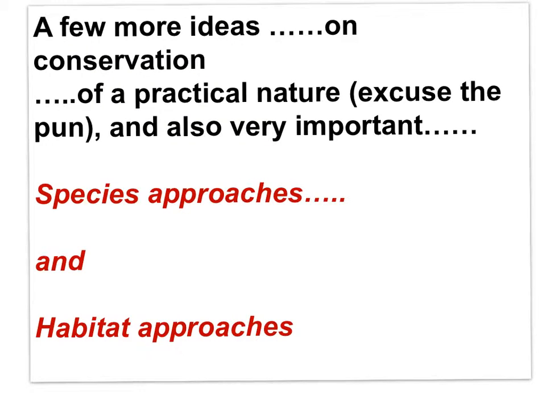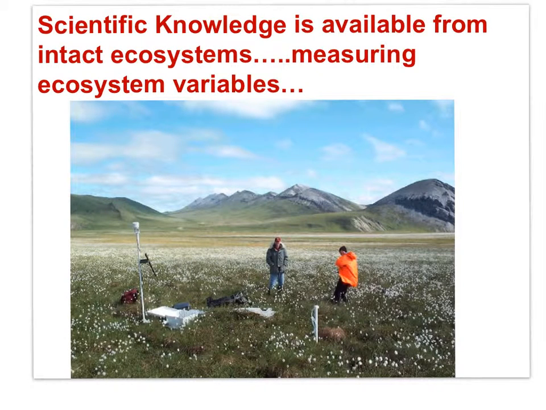To wind this movie down, here are a few more ideas on conservation. Remember that scientific knowledge is available from intact ecosystems. In intact, undisturbed systems, we can measure ecosystem variables. It is from data collection that we know what species are most threatened. We know a lot about birds and mammals, but not much about others. All of this would be a reason to support the habitat-based approach to conservation.